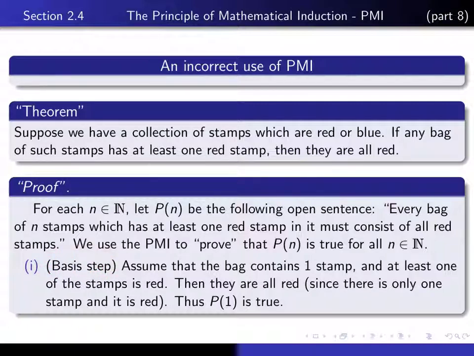The basis step is that I have to prove that the result is true for n equal to 1. So that means we have a bag that contains one stamp, and we also know that at least one of the stamps in the bag is red. Well, then they're all red because there is only one stamp, and we've said that it's red, and so P of 1 is necessarily true.